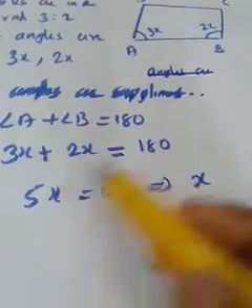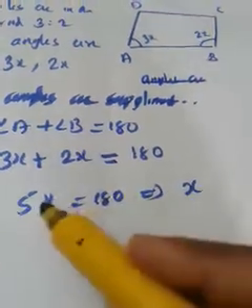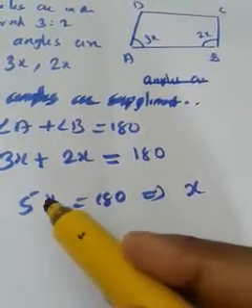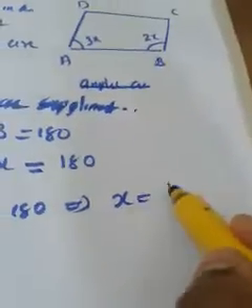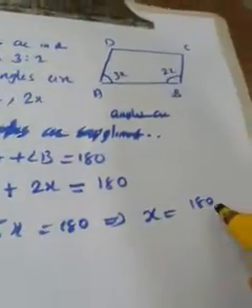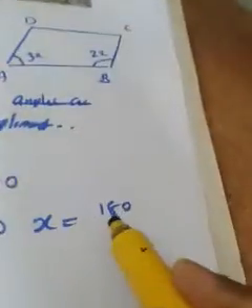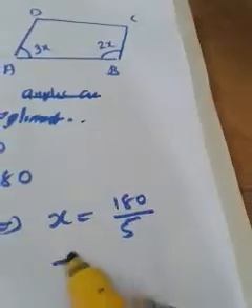3x plus 2x is 5x. Right side as it is 180. That implies x will be what? Here 5 is multiplied with x. So when you take that 5 to the right side, it becomes divided by 5. And what is 180 divided by 5?